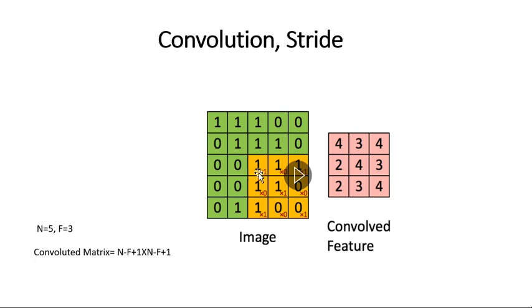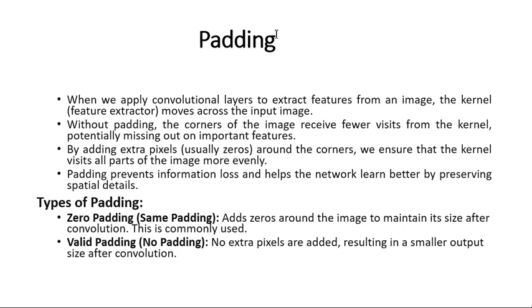If you observe the last one: 1 into 1 plus 1 into 0, 1 into 1 plus 1 into 0, 1 into 1 plus 0 into 0, 1 into 1, 0 into 0 plus 0 into 1. Then it becomes 4. So this is called the convoluted feature or matrix. This is called the convolution operation. Once the convolution operation is done, here we have to note one more point, called stride. Now let us look at the concept of padding. What the purpose of padding is, we'll see now.